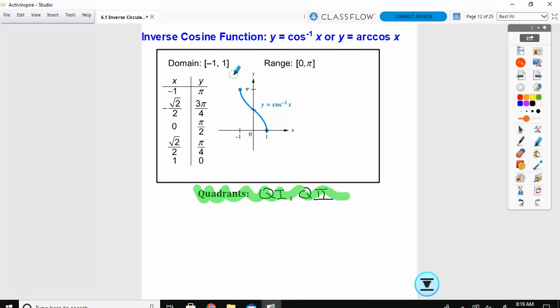I think on your handout I did have you filling in the blanks. So domain and range, I think I've left those blank for you to write in. But again, I'm not going to specifically test you on that. It's just the domain because regular cosine only falls between -1 and 1. The range, we're only going from 0 to pi. So that becomes the range in the inverse.